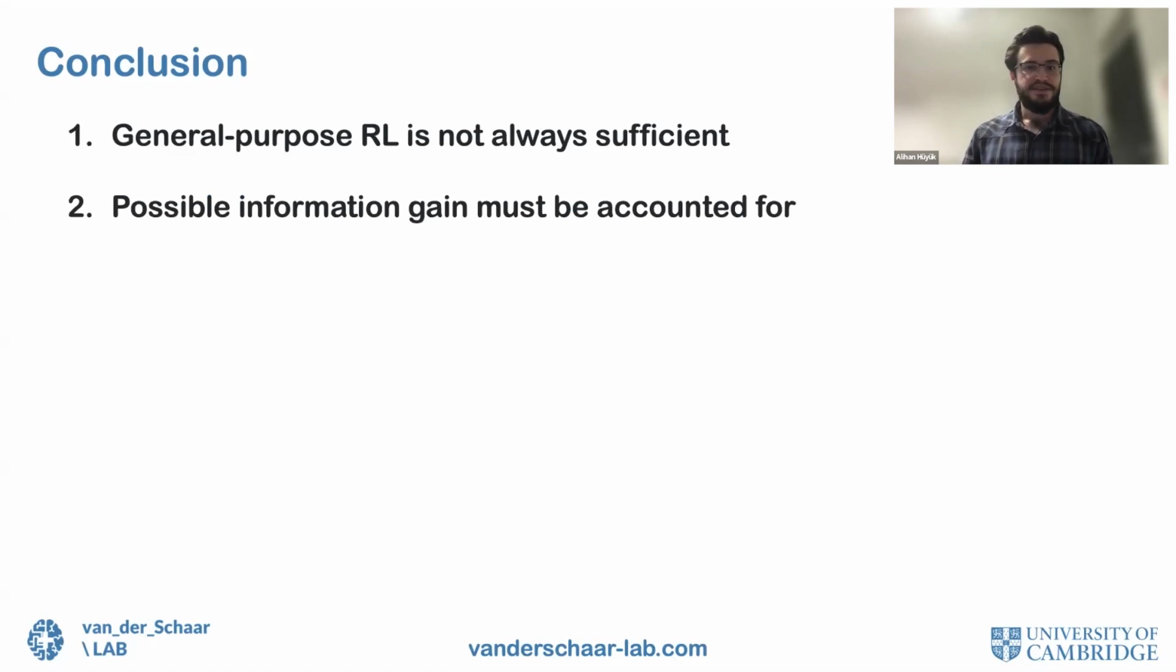A second takeaway message is that whenever making decisions, possible information gain must be accounted for. Machine learning very frequently focuses on making good predictions, but this problem demonstrates that even if you have good posteriors of mean outcomes, you still need to think carefully about how you are going to incorporate them into your decisions. And the fact that reevaluations might happen could provide value, and those need to be accounted for.